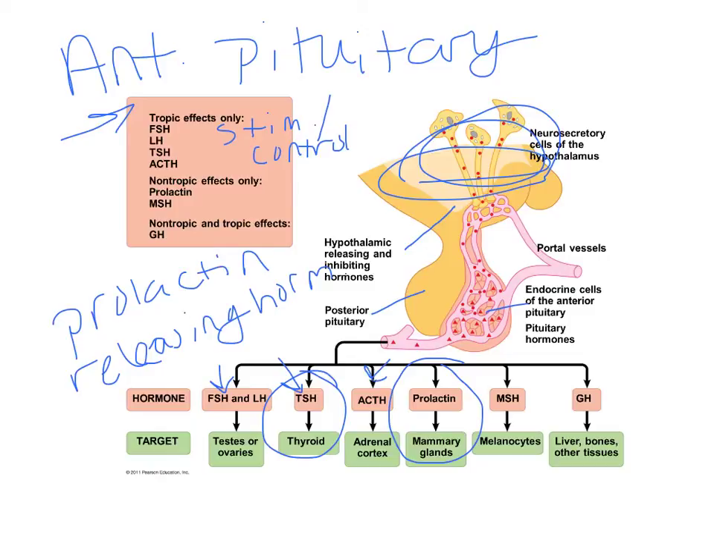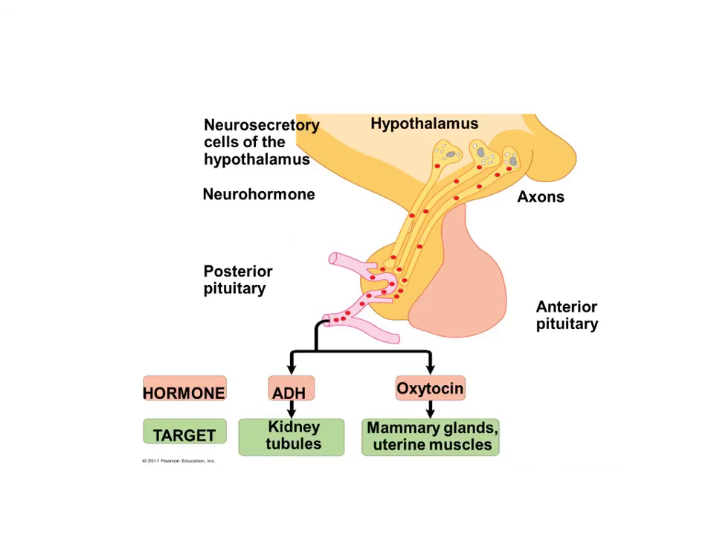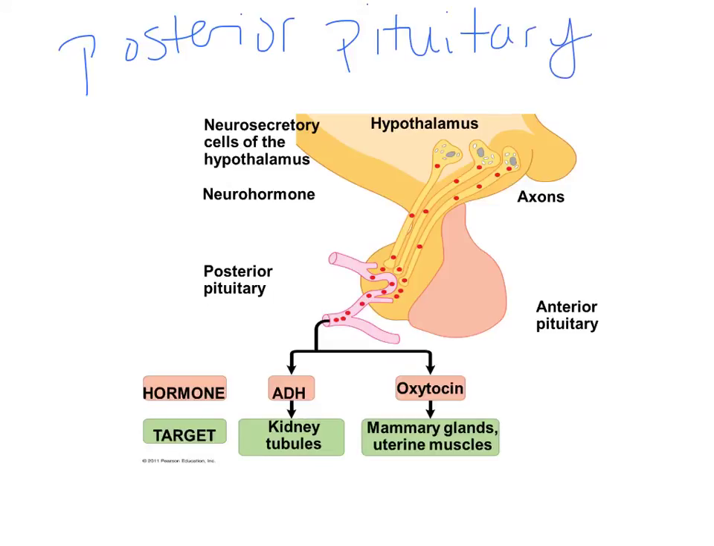Adrenocorticotropic hormone, ACTH, is going to stimulate the adrenal cortex, so it's going to get the adrenal glands going. The anterior pituitary secretes a lot of these tropic hormones that will stimulate and control others. The posterior pituitary gland is going to store and release hormones that the hypothalamus itself made. So those two systems, the nervous system and endocrine system, are working together again.